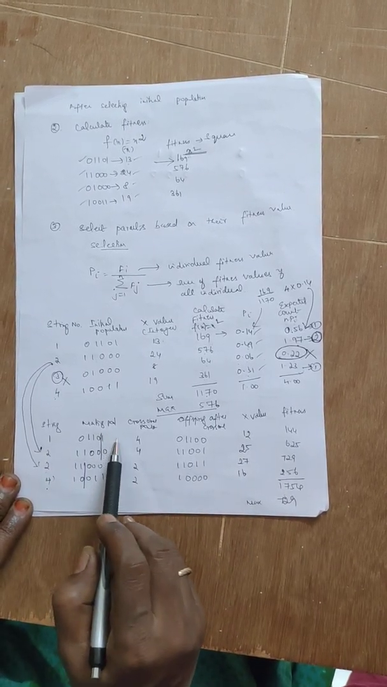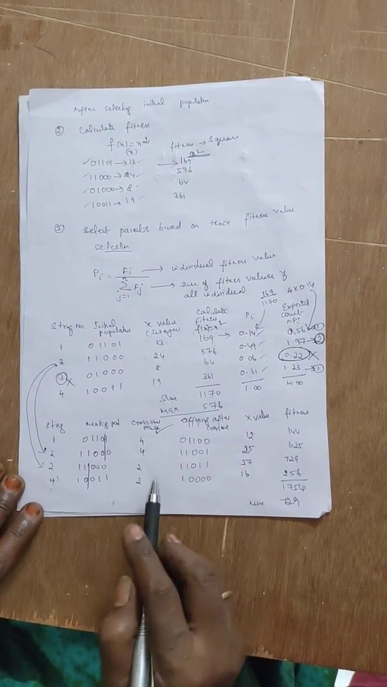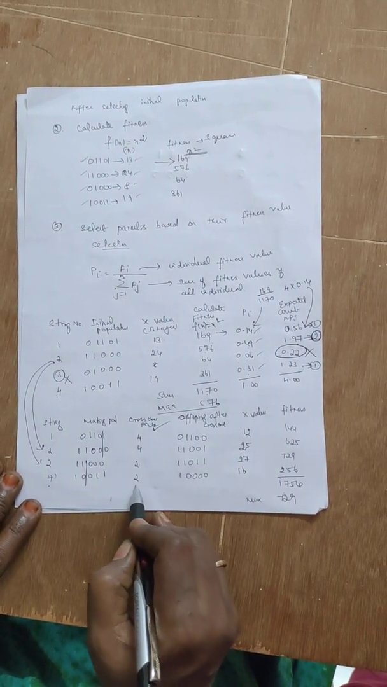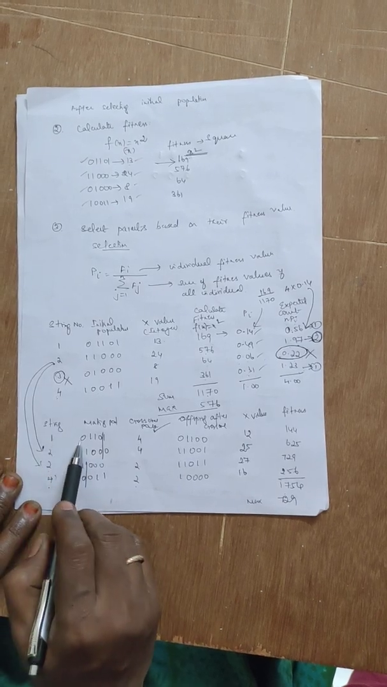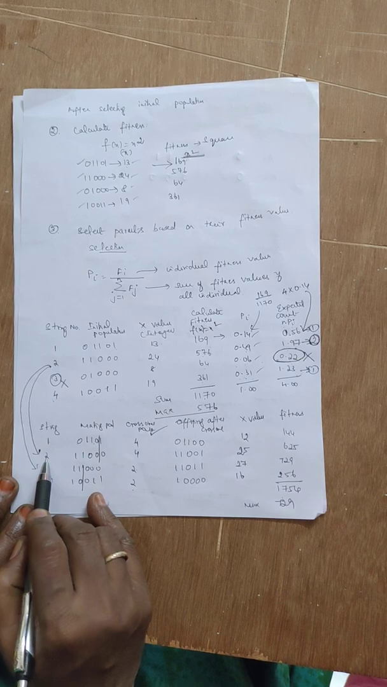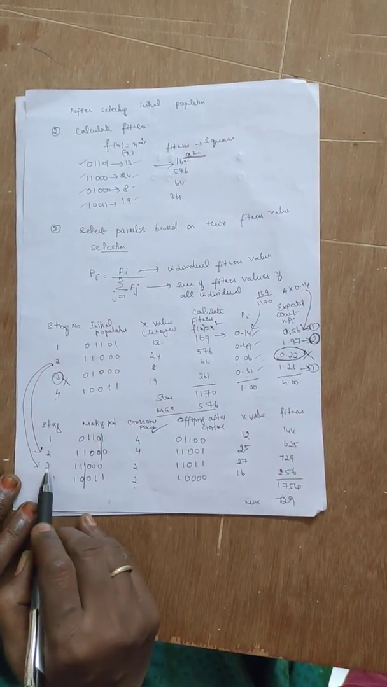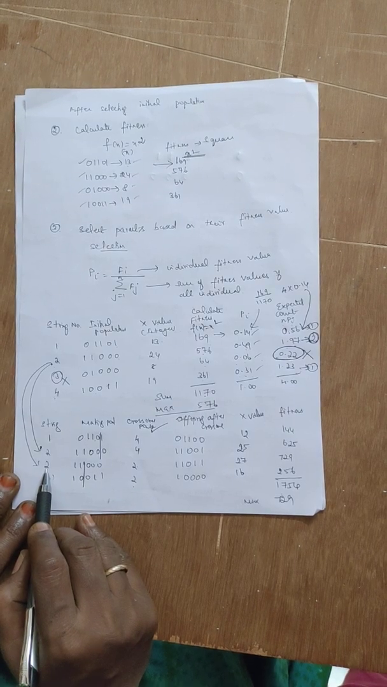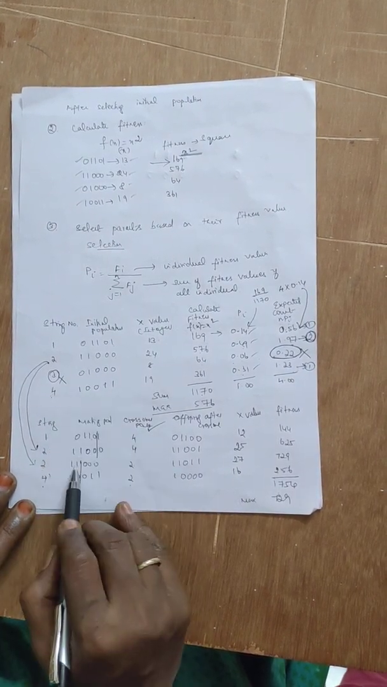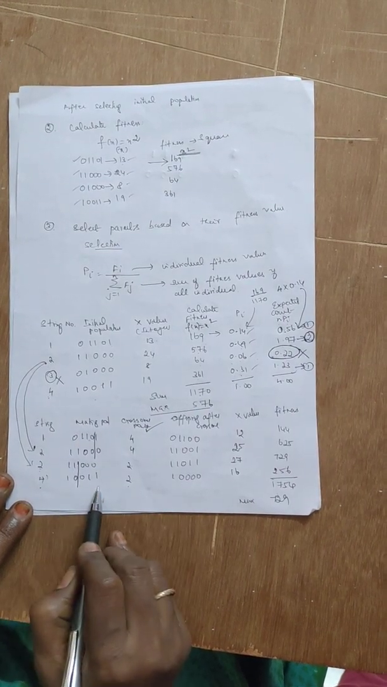Now after selecting we have to move to the crossover. The crossover points are also selected randomly. Here the first string is 01101, written over here. The second string value is 11000. The third string also, that second string is replacing the third string position, so it is also 11000, and the fourth string is 10011. It is written over here.